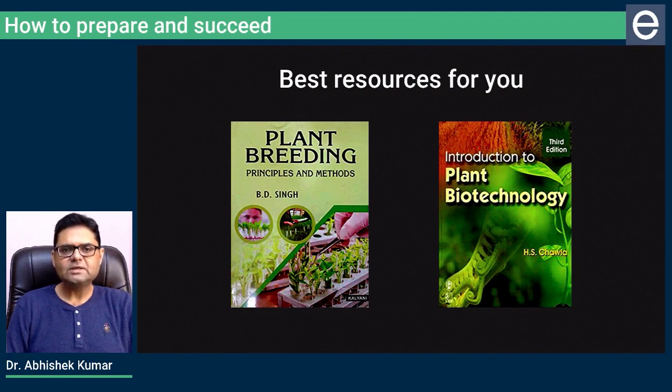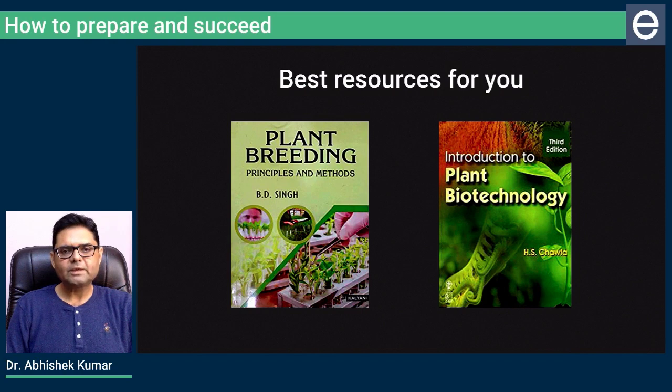The second book is recommended for plant biotechnology, that is by Dr. H.C. Chawla. This book very nicely covers all the aspects of plant tissue culture, so much of the morphogenesis will be covered here. And then this book also covers molecular biotechnology, including transgenic plants. So these 2 books, both by Indian authors, will prove to be amply sufficient.